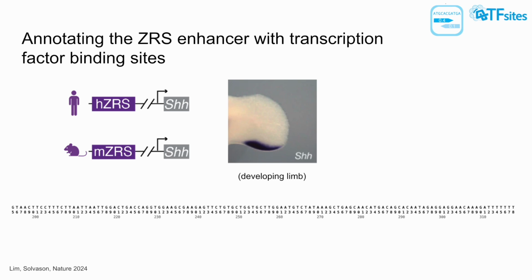For example, we are interested in studying the ZRS enhancer, which we have shown a region of below. This enhancer regulates expression of the sonic hedgehog gene in the developing limb of vertebrates and is heavily implicated in developmental defects. We are interested in annotating transcription factor binding sites on the ZRS enhancer, and we can use TF Sites to integrate different types of reference datasets to do this.